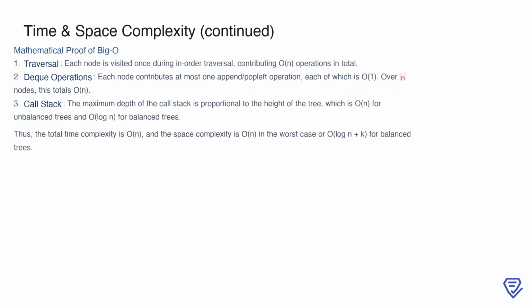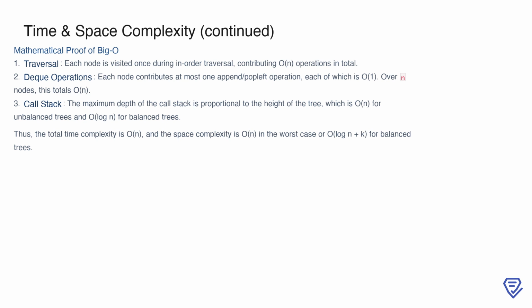To mathematically confirm the big O complexities, let's break it down. First, the traversal visits each node exactly once during an in-order traversal, contributing O(n) operations in total. Next, deque operations, such as appending or removing elements, are O(1) each and occur at most once per node. Over n nodes, this also totals O(n).